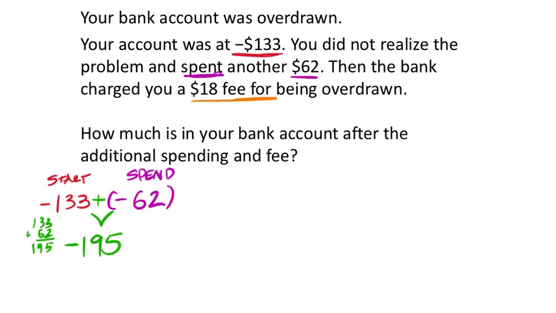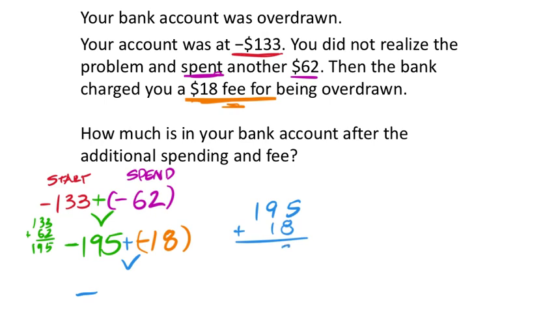But then the bank says, well, you already were overdrawn, so here's another $18 fee. And the fee part indicates that it is going to be subtracted. But like I said before, I'm going to show this as addition of another negative. So, of course, we're adding another negative, meaning we would owe the bank more money. Owing the bank would indicate negative. Then we take the two negatives, 195 and 18. Since they're both negatives, we will add them together.